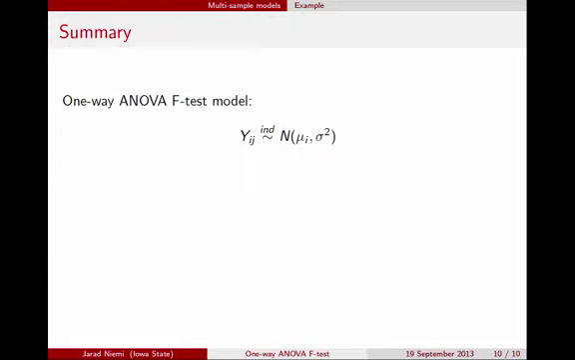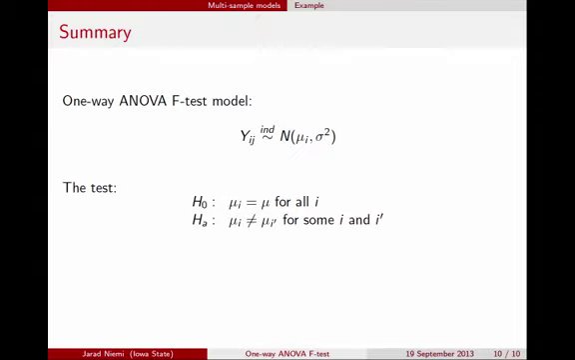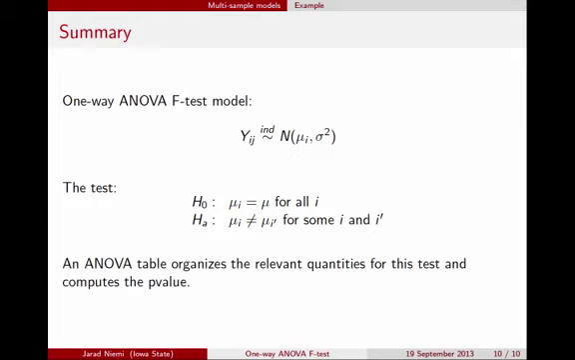Alright, so in summary, here's the model that describes the one-way ANOVA F-test. It looks exactly the same as the 2-sample t-test, but now we have more than 2 groups. Right? We have capital I groups. The test actually tests this hypothesis. The null hypothesis is that the mean in all these groups is exactly the same, and the alternative hypothesis is that at least one is different. And the ANOVA table that we described is a convenient way for organizing all of the relevant quantities for this test and computing the p-value.